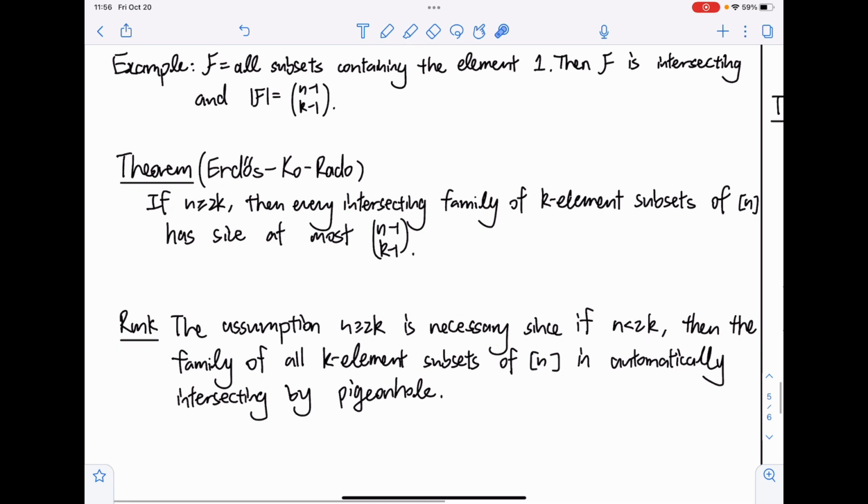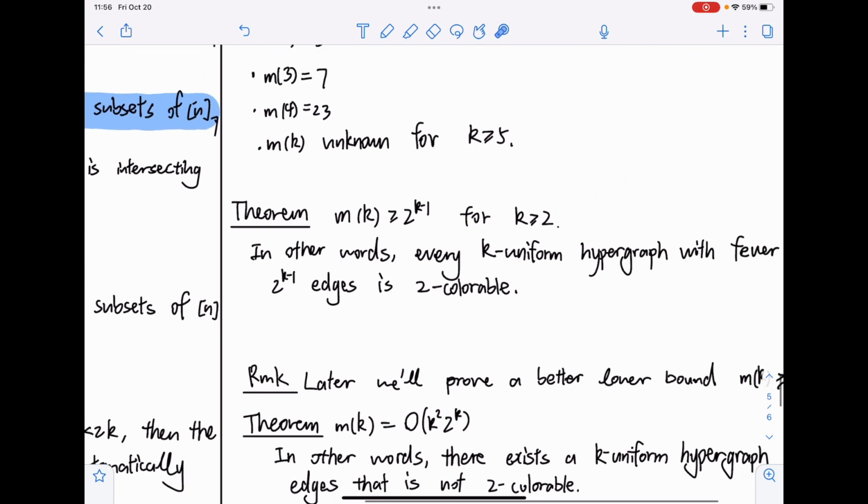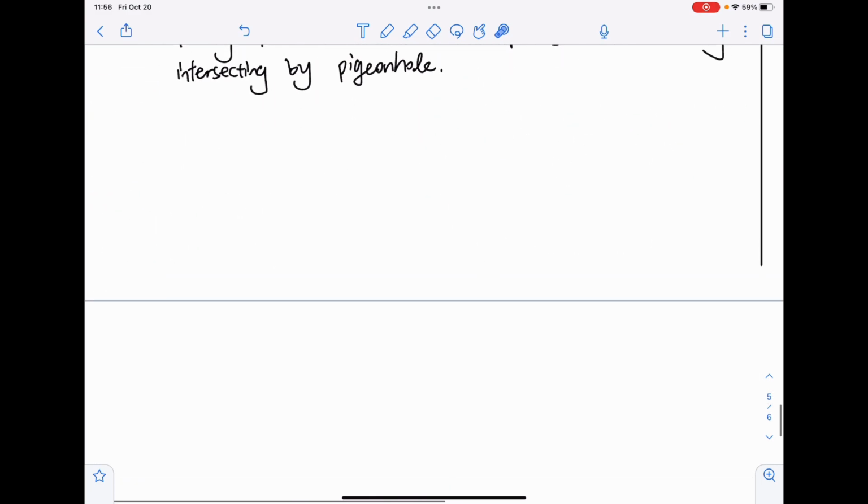And we should notice that the assumption n is greater than or equal to 2k is necessary, since if not, then the family of all k-element subsets of 1 to n is automatically intersecting by the pigeonhole principle. Imagine there are n pigeonholes, and if we put n plus 1 pigeons into the pigeonholes, then at least one pigeonhole has greater than or equal to 2 pigeons.